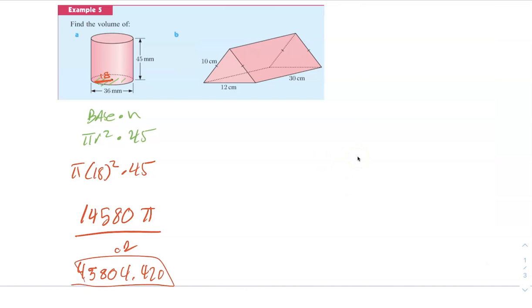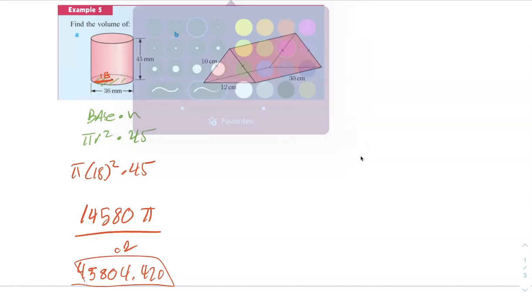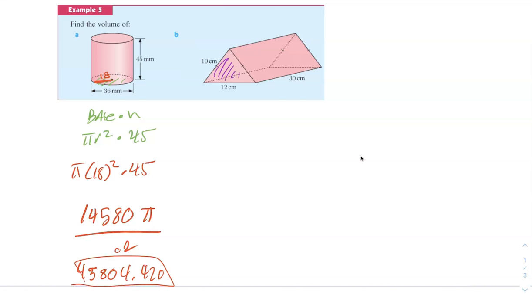It's a triangle. So it's going to be the same idea. It's always the same. Area of the base times the height. Remember, the base is always the things with the parallel sides. So the base here will be the triangles. Now the height is this guy, put on its side, that's the height, 30. Now I have to find the area of the base. It is a triangle, so it's going to be 1/2 base times height.